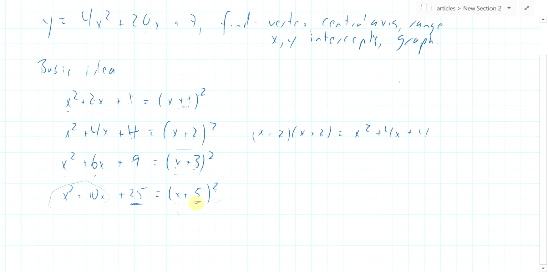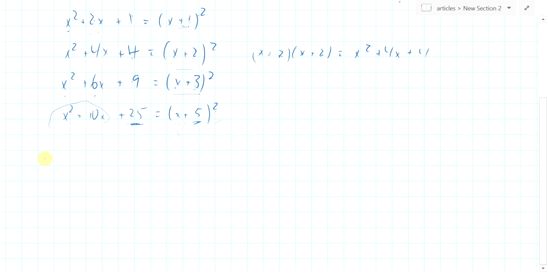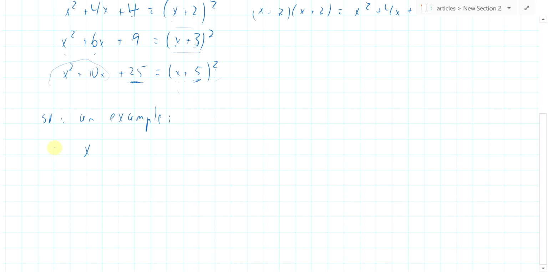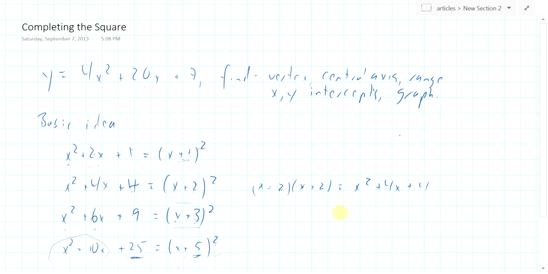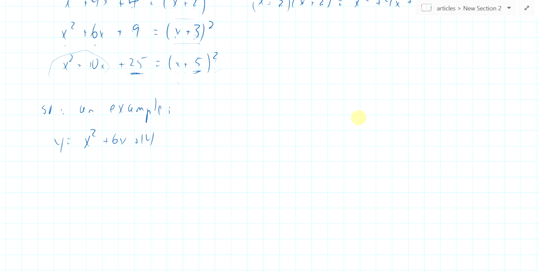Okay, so suppose we look at an example. y equals x squared plus 6x plus 14. And we want to know all the usual stuff about a parabola for this thing. But we don't have it in the right form. Well, we know 6, right? So we have x squared plus 6x. What should the number here be to make it a perfect square? Well, we've seen that. X squared plus 6x plus 9. Right? That's going to be a perfect square.